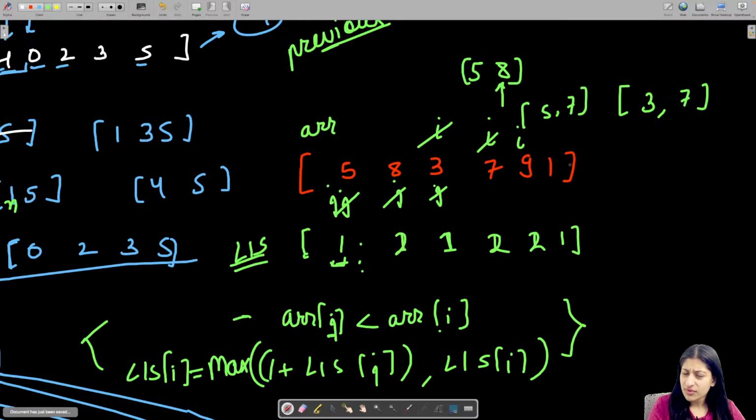Check. Is 9 greater than 5? Yes, it is. So I can get a subsequence which looks like this, and the length will be given to me by adding 1 to the length of LIS of 5, meaning LIS of 0th index. So 1 plus 1, 2 is greater than what is currently present at 9. So currently 9 has this value 2 at its LIS.